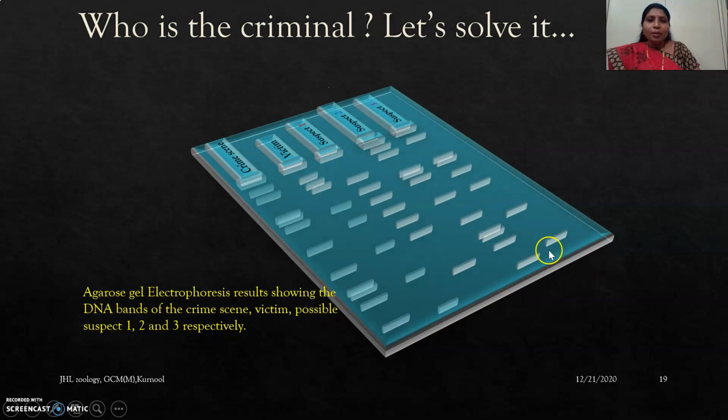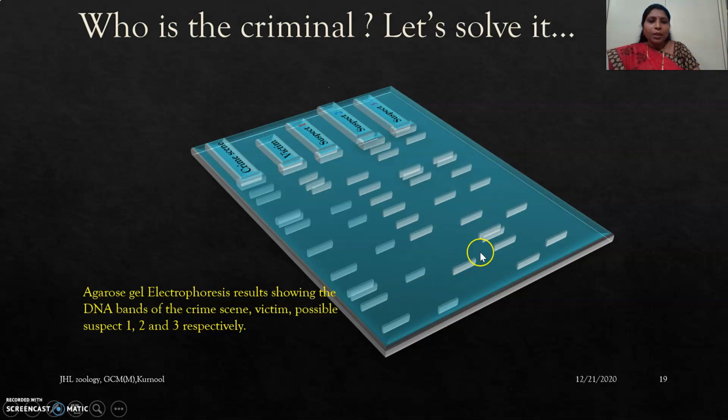So here is a band pattern which shows the DNA fingerprints of different persons. The samples obtained from the crime scene, from the victim, and three suspects, 1, 2, 3, are given on the agarose gel slab. From this agarose gel slab, let us confirm who is the culprit. The band pattern of the crime scene should match with any one of these three suspects. Let us see. The last short fragment is matching with suspect 2.